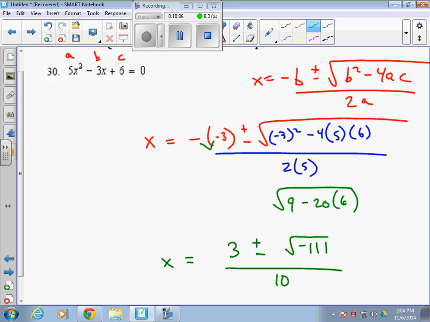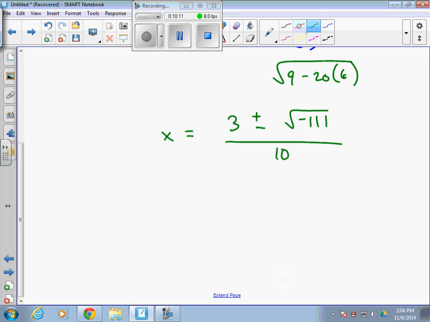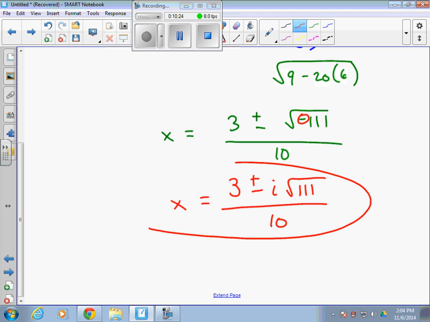And the only thing we can do to make this more correct is to take this negative out. So 3 plus or minus i times the square root of 111 over 10. The only other thing we would possibly be able to do would be to simplify 3 over 10, but neither one of those numbers shares a common factor. So as bad looking as that is, 3 plus or minus i times the square root of 111 over 10.